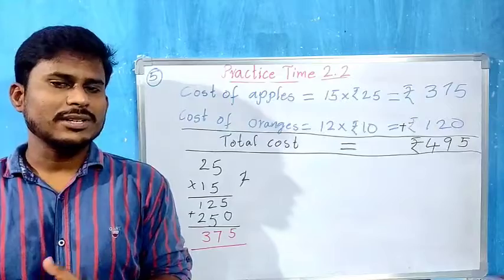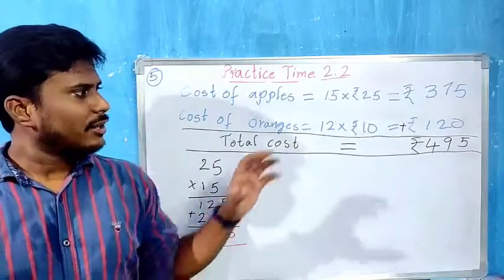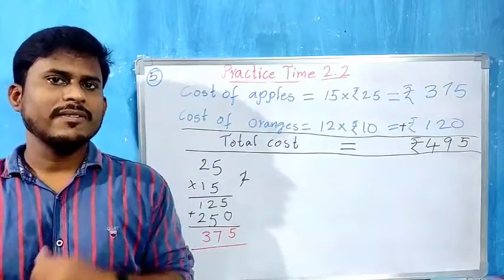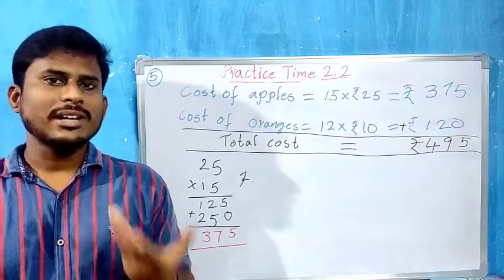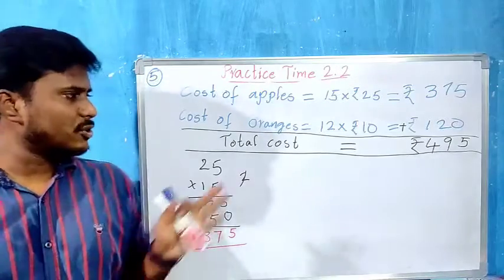So what we have to do, children? Subtraction. We have to do subtraction from 500. So the total cost we have to subtract from the money which is given, 500. When you subtract, you will get the leftover money which should be returned to Mukundan by the shopkeeper. So let us do it here, children.